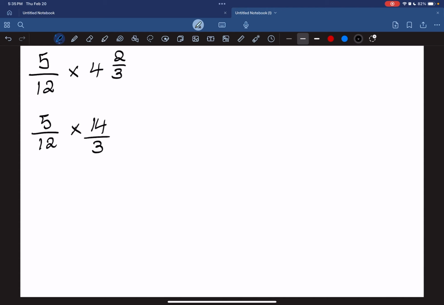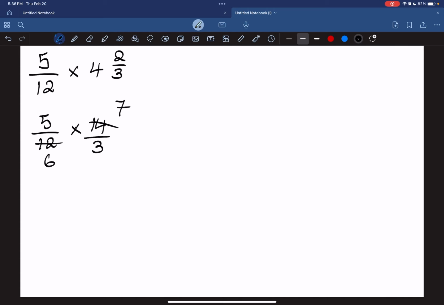What can go into both 12 and 14? Alright, even numbers, so we know that 2 can go into them. So 2 into 12 goes 6 times, and 2 into 14 goes 7 times. Alright, nothing else, it cannot be reduced further.